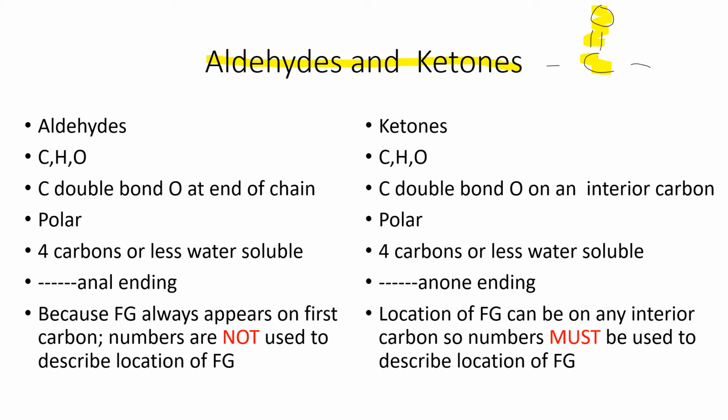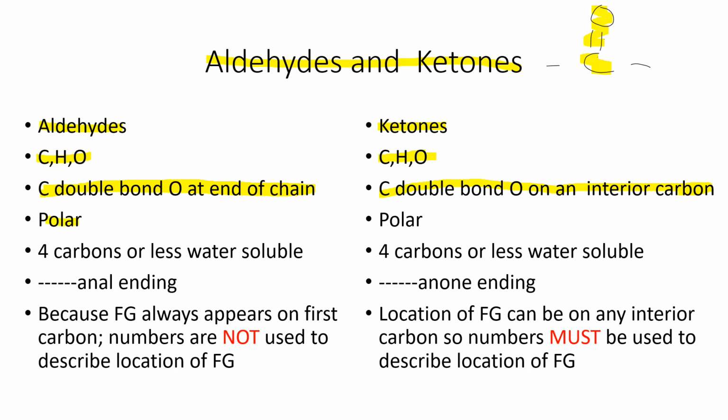So let's talk about our aldehydes first. Our aldehydes will have C, H, and O. Here we'll have the C double bond O at the end of the carbon chain. We compare that to what's happening with ketones on the right. Ketones will still have carbon, hydrogen, oxygen, but for a ketone, the C double bonded oxygen will be on an interior carbon. That doesn't mean it's right in the middle of the molecule. It just means it's not on one of the end carbons. So aldehydes will have this happen at an end carbon. Ketones will have this happen on an interior carbon.